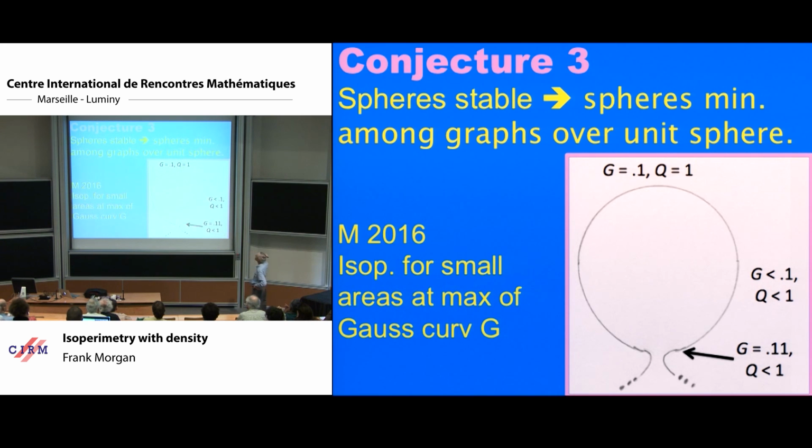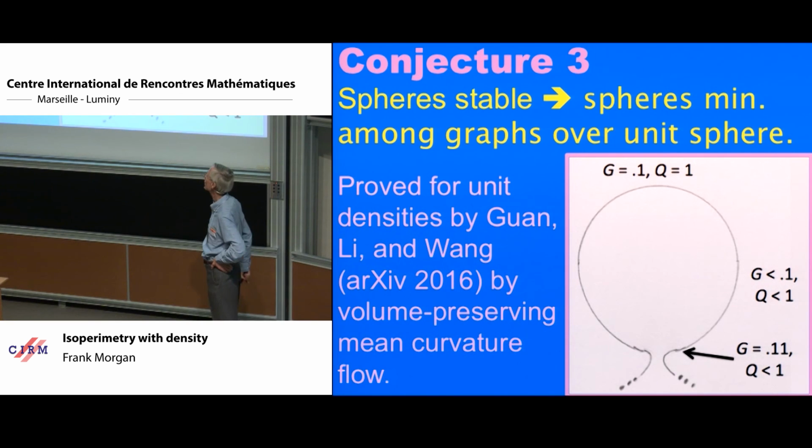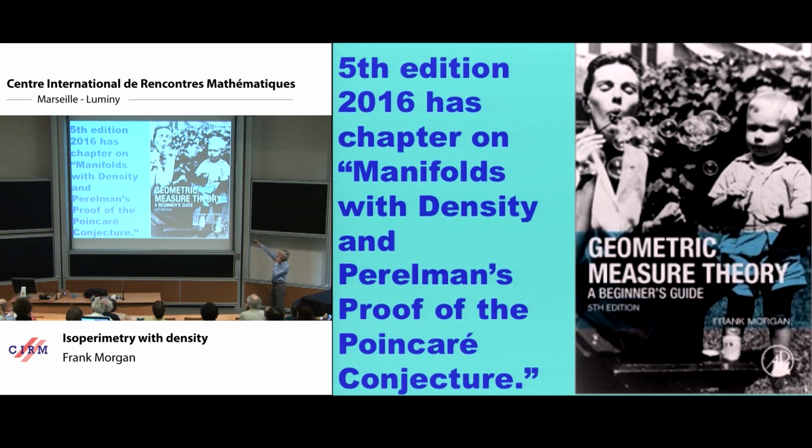Here's the best conjecture that might be true. Spheres stable implies that spheres are minimizing among graphs over the unit sphere. So that's the best conjecture we could have now, and that's actually been proved for unit densities, that is for the classical case, in a paper that just appeared on the archive. So maybe that'll be true after all. If you want to hear more about densities, I have in the new edition of my geometric measure theory book a chapter about that.